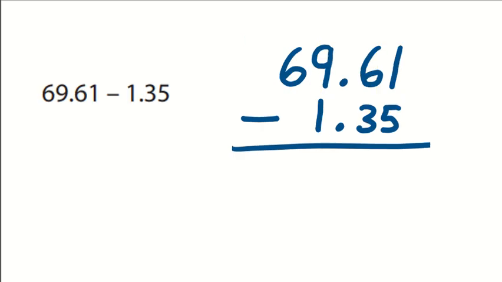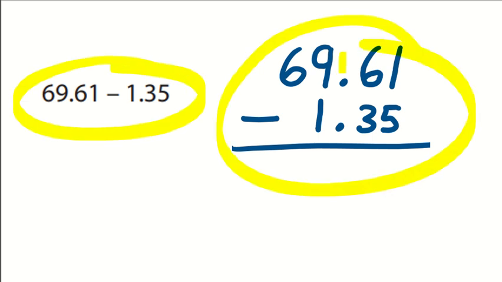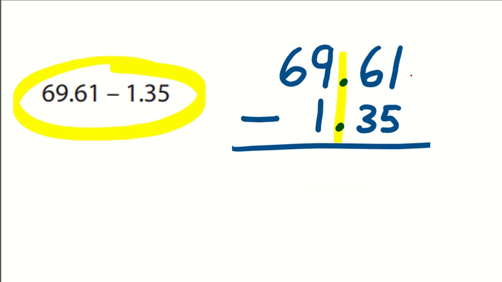Let's try another example problem. Once again, I've simply taken this problem and I've lined up the decimals over here. Because that's going to make it very easy to solve. Now we just subtract like normal. What is 1 subtract 5? We know we can't do that, so we got to borrow from the 6, which turns that into a 5, and this becomes an 11. What is 11 subtract 5? Well, we know 11 subtract 5 is 6. And then the next column is, what is 5 subtract 3? 5 subtract 3 is 2.